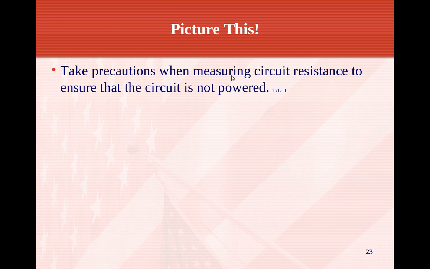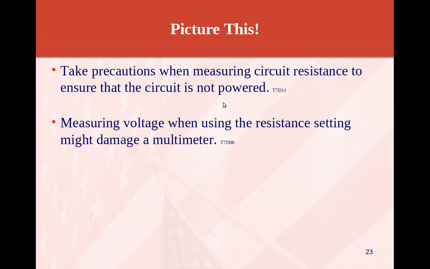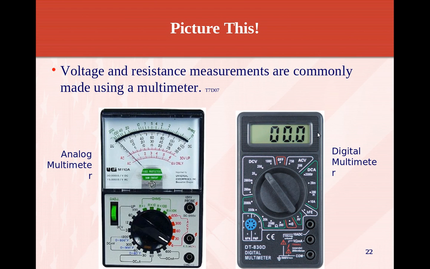Take precautions when measuring circuit resistance to ensure that the circuit is not powered. So you don't want to measure circuit resistance when you have power on there. You're going to blow out your meter. Some of the new digital multimeters, if you use a name brand one like a Fluke, it does have protection circuitry in there. But some of the cheap ones, like the cheap Chinese ones, they don't have any. They have very little protection in there whatsoever.